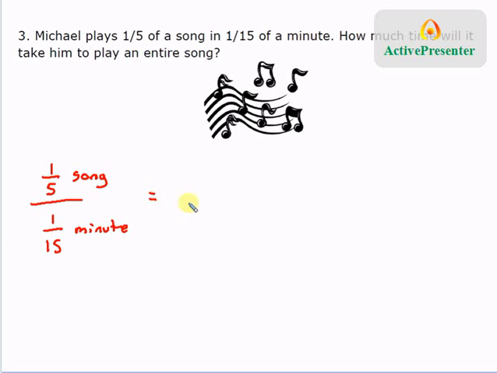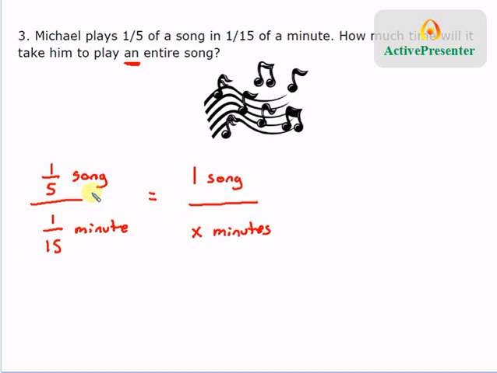I'm going to set that equal to another proportional value. How much time will it take him to play an entire song? That implies it's just one song. So I'll say one song. Over here I had a fraction of a song, now I have a whole song. How long will it take him to play one entire song? How many minutes will it take him to play one entire song?